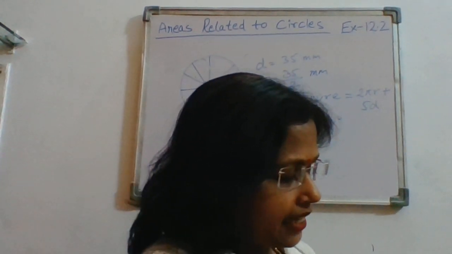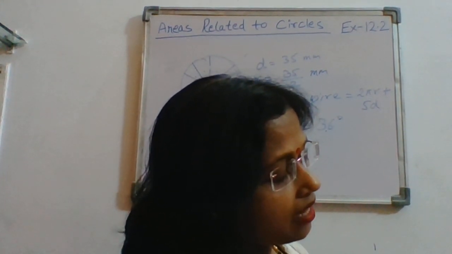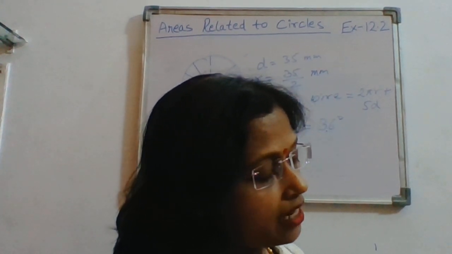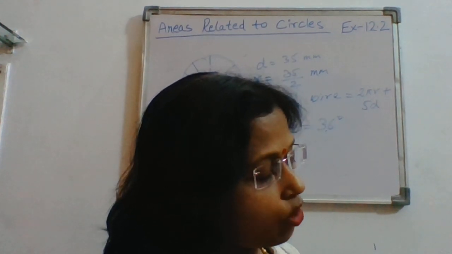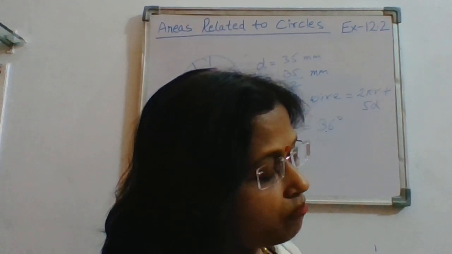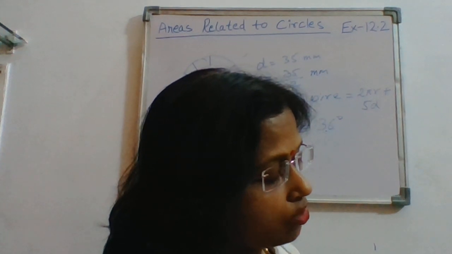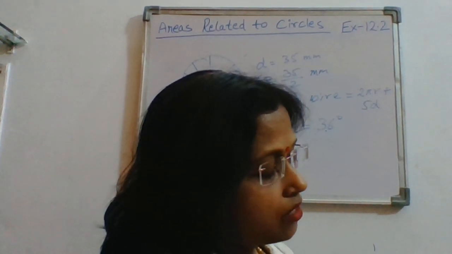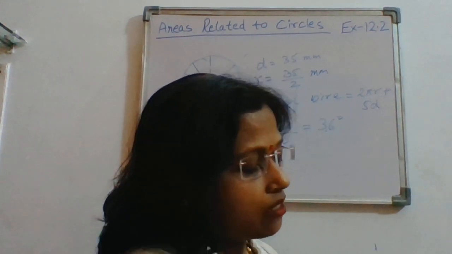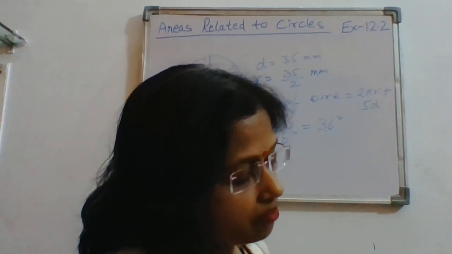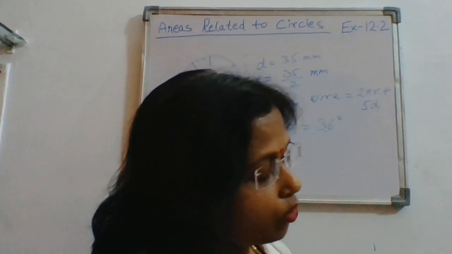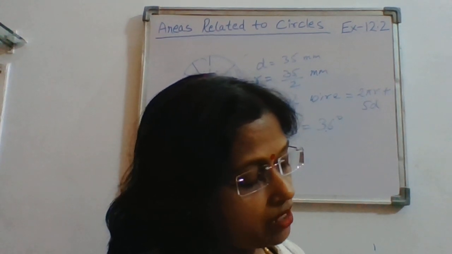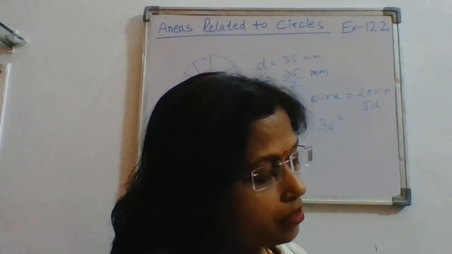Now see question number 10. An umbrella has 8 ribs which are equally spaced, assuming umbrella to be a flat circle of radius 45 centimeter. Find the area between the two consecutive ribs of the umbrella. Now between the two consecutive ribs, you can see that 8 ribs are there, right? So 8 ribs, that means theta will be equal to 360 upon 8, right? And radius is given 45 centimeter. So you can calculate the area between the two ribs.